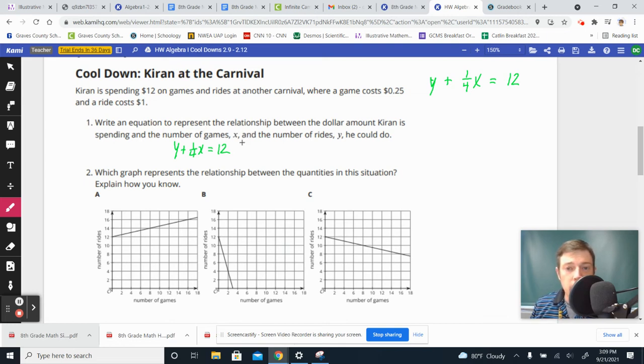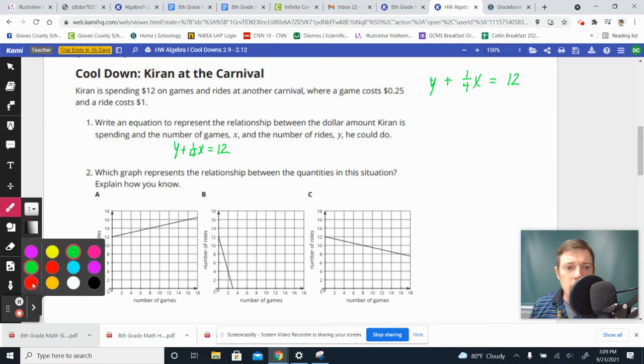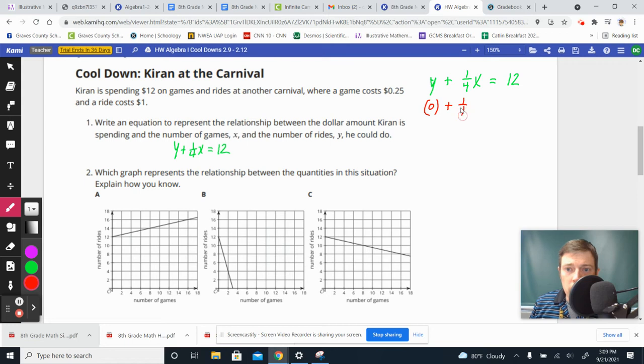I'm going to do both as a good way to review how to get this correct. The first way I'm going to do is plug in zeros. Let's say that Kieran doesn't go on any rides. So his y is that he spends no money on rides. And then we would add a quarter x to that and still get 12. Well, that would go away, right? And the way that I would get x by itself here is I would divide 12 by a quarter. Now, when I take 12 and divide by a quarter, that's really the same as taking 12 and multiplying by its reciprocal. So really, I could go and play 48 games, right?